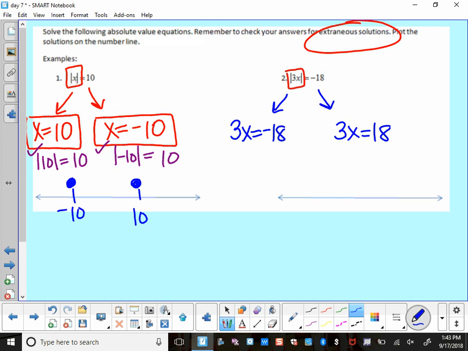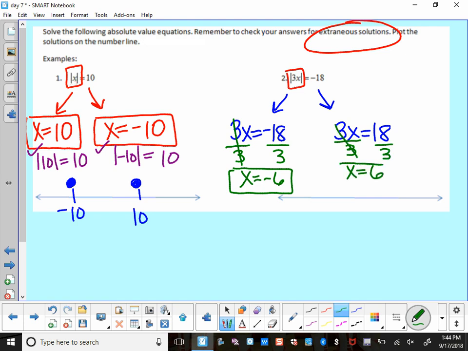All right, let's solve this one. Ronaldo, first equation, how do I solve? So x equals what? -18 divided by 3? -6. On the other side, I divide by 3, and x equals +6. What do we do next? Nope, we always skip this part. And check for extraneous solutions, okay?